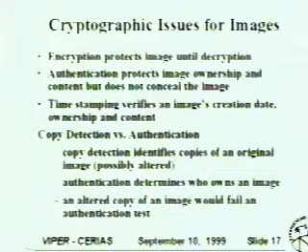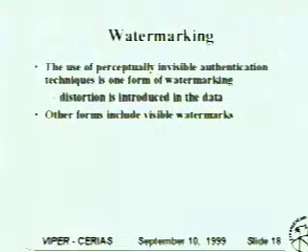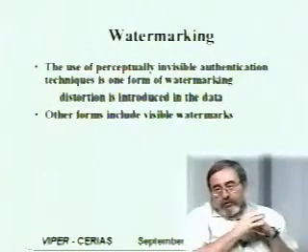Okay. Now, watermarking basically is the use of perceptually invisible authentication techniques, is one way of looking at watermarking. And basically, as I said before, you take distortion and you introduce it in the data. Now, there are other forms of watermarking, for instance, visible watermarking. An example of visible watermarking: when you watch TV and you see the little CBS logo in the lower right-hand corner or something, that's obviously visible watermarking.